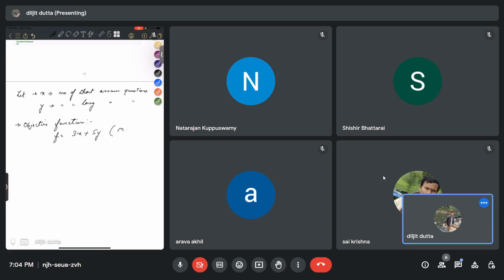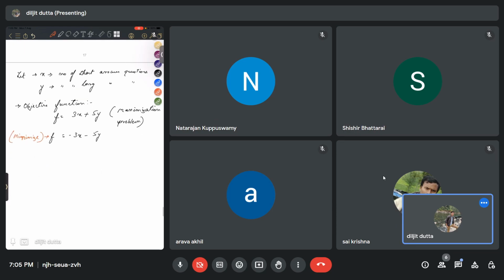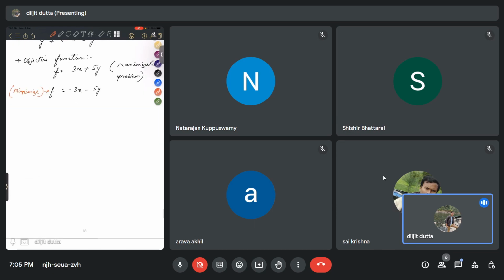So this is a maximization problem. We already discussed that we will convert all our problems to minimization problems. So we will write our objective function in the form of minus 3x minus 5y, and we will do the minimization. Minimize f equal to minus 3x minus 5y. Okay, so we got the objective function.